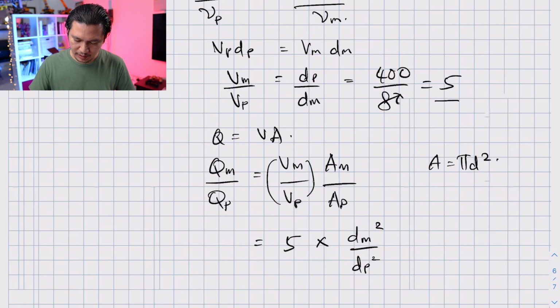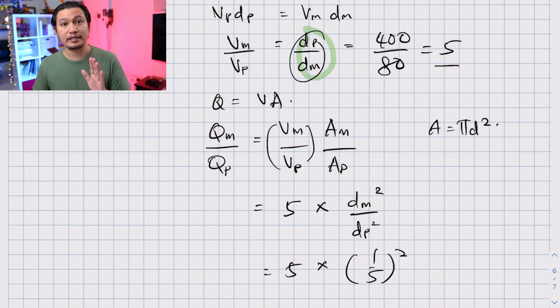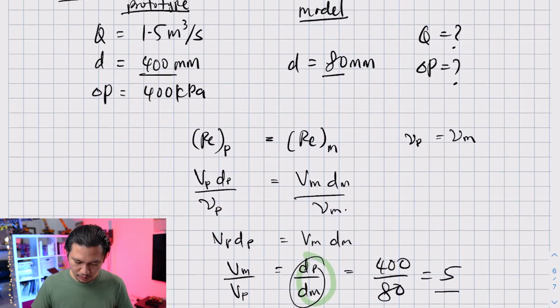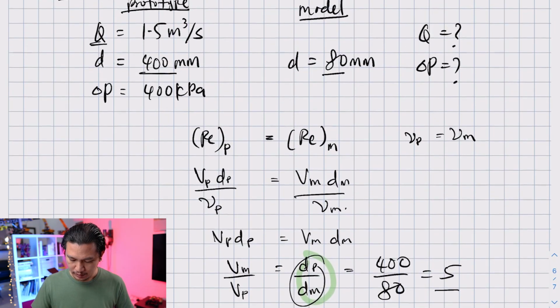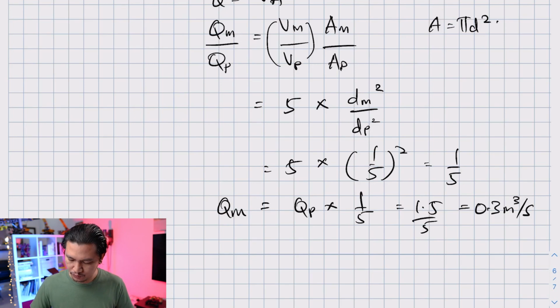And we also have the value here. This is equal to 5 times 1 over 5 square because this is dp over dm. What we need here is dm over dp and we need to square those. So this is equal to 1 over 5. And therefore, Qm over Qp is 1 over 5. And fortunately, we know what Q prototype is. So Qm is equal to Qp times 1 over 5. So this is 1.5 divided by 5 and is equal to 0.3 meter cube per second. And this is the answer for volume flow rate.